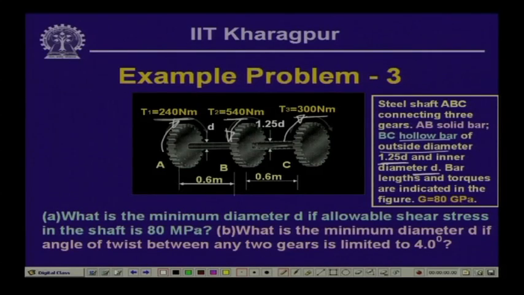What we have to find out is the minimum diameter d if the allowable shear stress in the shaft is 80 MPa, and the minimum diameter d if the angle of twist between any two gears is limited to 4 degrees. Now, let us look into the value of that.